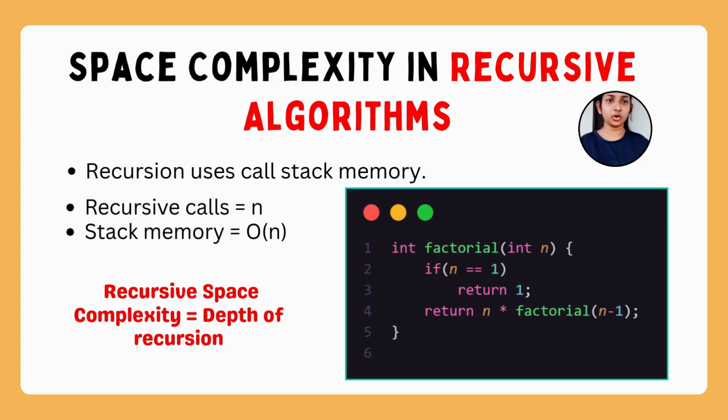If we call factorial 5, there will be 5 recursive calls. Each call is stored in the call stack. Calls use stack memory. So memory usage increases with the value of n. Space complexity analysis: number of recursive calls equals n. Stack space used per call is constant. Total stack memory is n calls. Therefore, the space complexity is O(n). Rule to remember: space complexity in recursion equals depth of recursion. If recursion depth is n, space complexity is O(n).